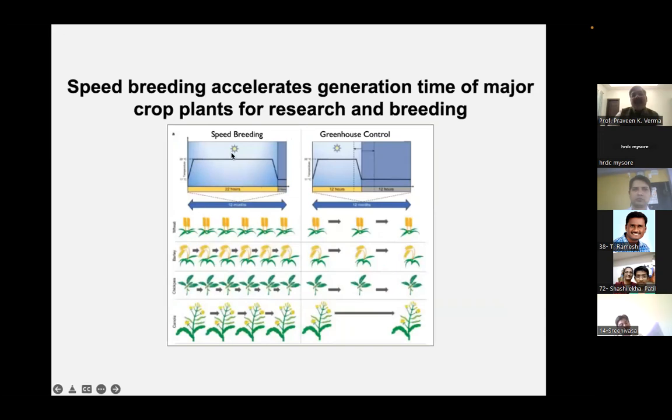And here, the light cycle is longer compared to the dark cycle. There are some methodologies by which you can do this speed breeding. Speed breeding is accelerating the generation time of major crop plants for research and breeding.